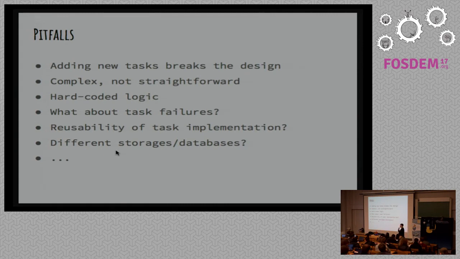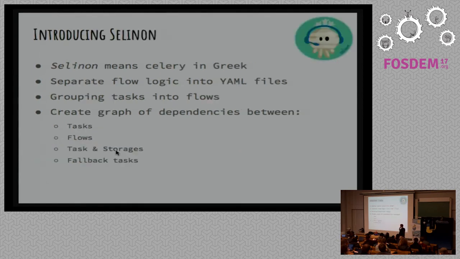And what about task failures? If a task fails, we want to recover somehow from this failure. We also want to reuse these tasks, and we don't want to be blocked by using one storage at a time. So that's how Selinon was introduced. Selinon means celery in Greek. Greek is quite popular for naming distributed systems, such as Kubernetes, so I picked Selinon.